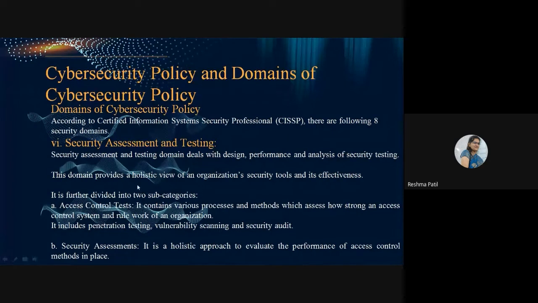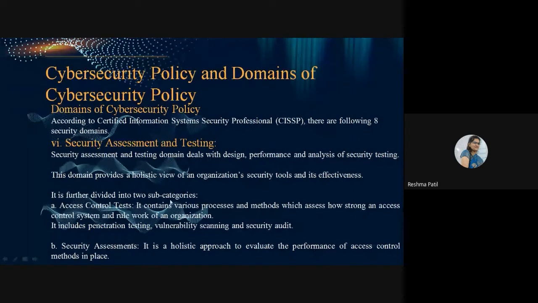This domain provides a holistic view of the organization's security tools and their effectiveness. You will get a holistic view about your organization's security, what tools they are using and how effective these tools are. That view you will get from this domain. It is further divided into two subcategories: access control test and security assessment.